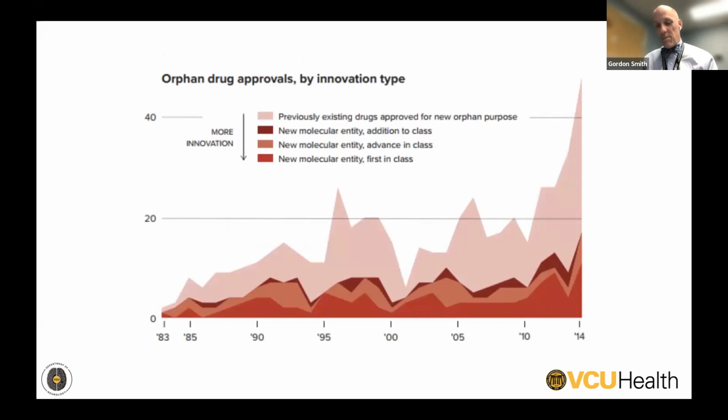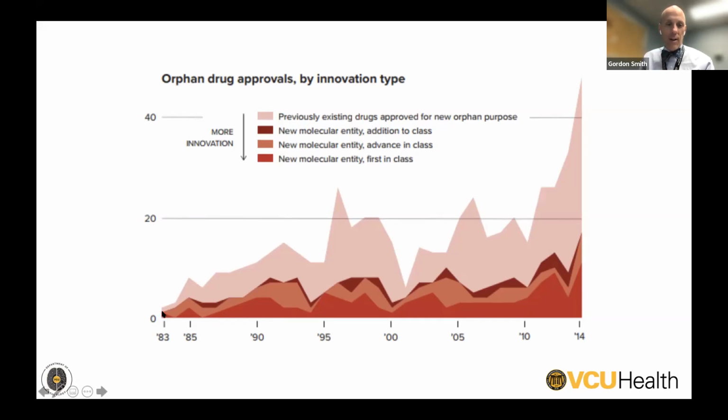But is this really statistically meaningful? I mean, are these just the outliers? Well, here's data that suggests these sorts of approvals are actually not the outlier, they're the norm, not the exception. And so what this shows is different classes of approval. The red down here are new molecular entity, first in class.